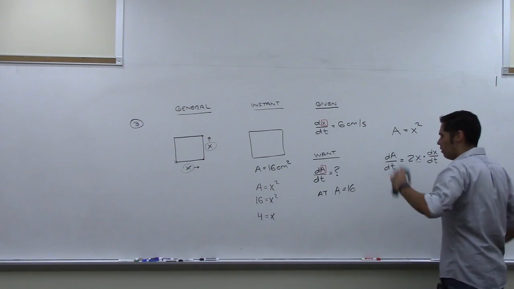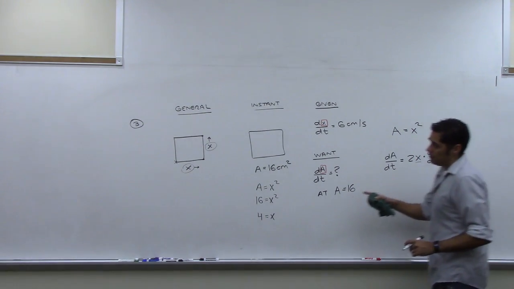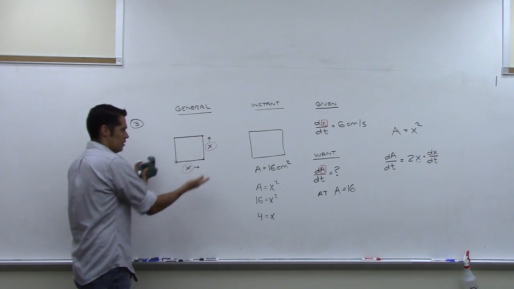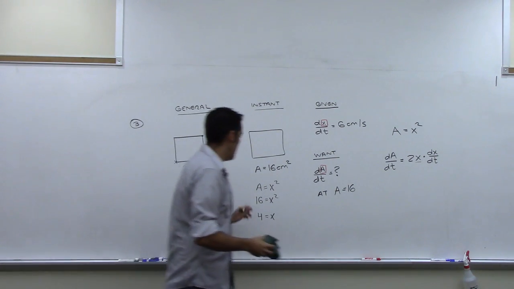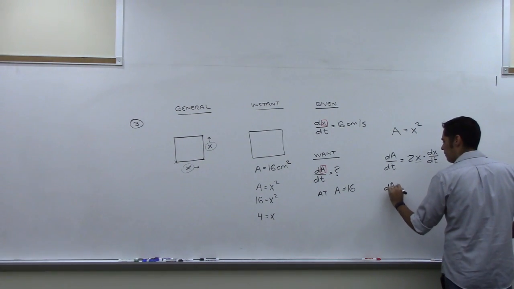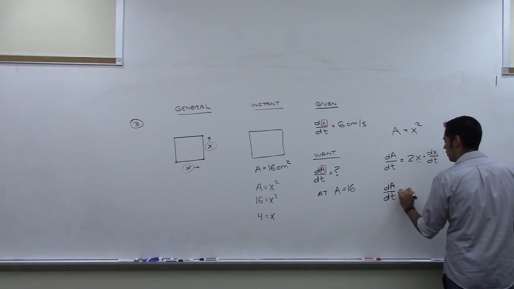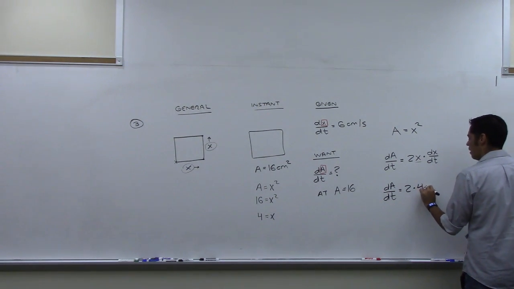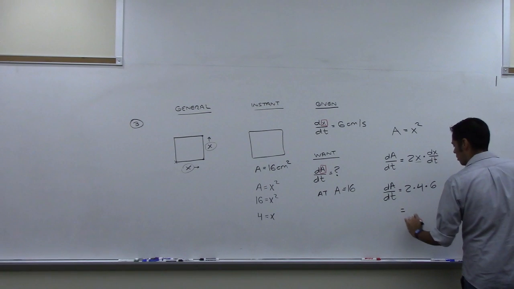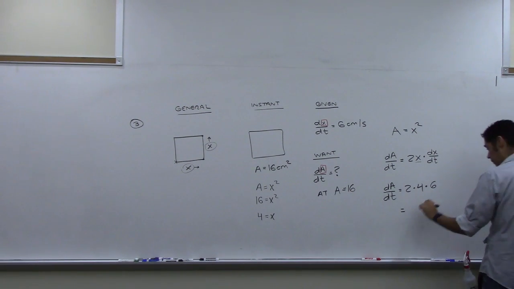All right, so where was I? Okay, so I don't have to consider x as being negative because it's the length of a side of a square. So x must be 4, and so I can go back here now and write dA/dt will be equal to 2 times 4 times dx/dt, which was 6. And so this should be equal to 48.